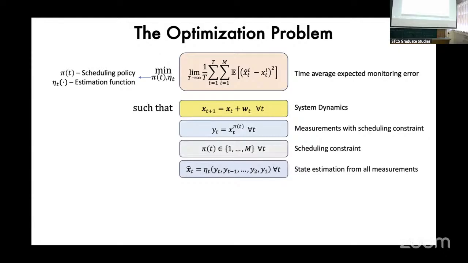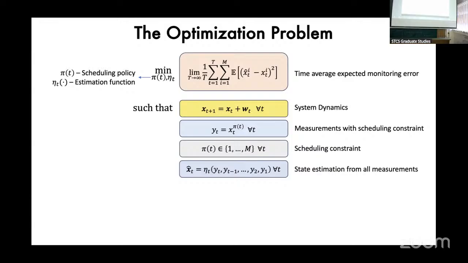Our system dynamic is x t plus 1 is x t plus noise. y t is the measurement or observation we make at time t, which is x t in the dimension that you observe at time t, which is phi t. Phi t belongs to 1 to n because you can only observe one dimension at a time. That's my interference constraint.